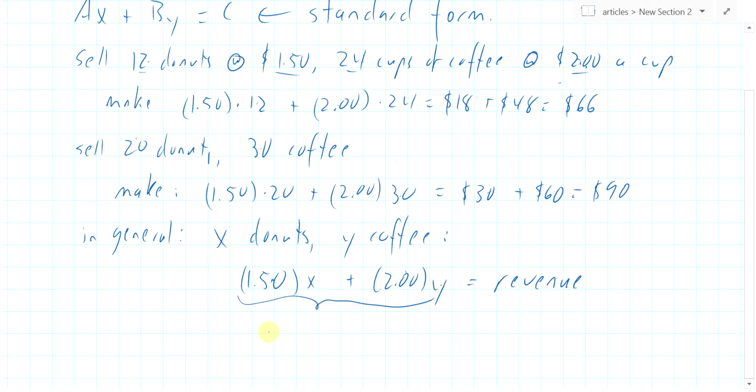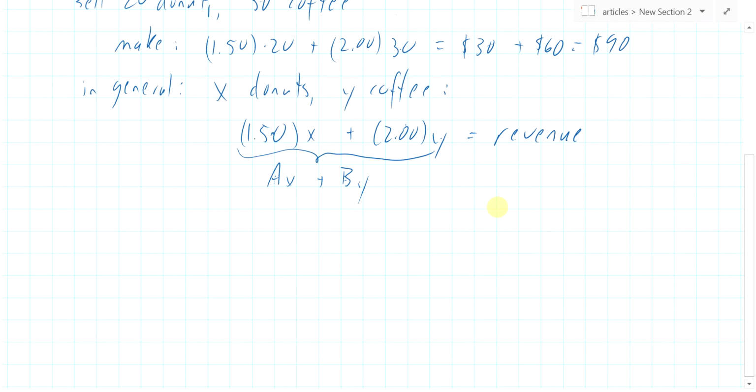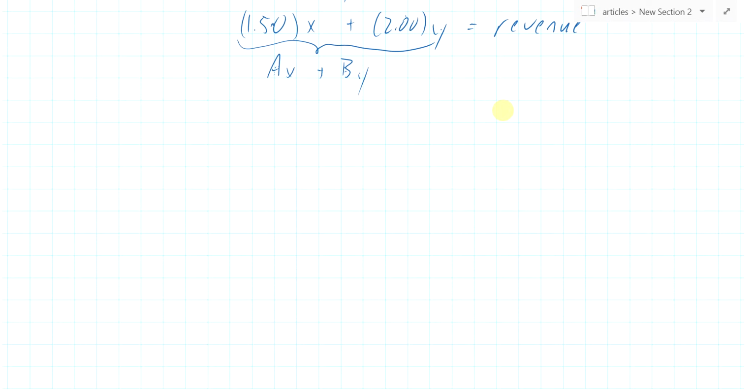And this is AX plus BY. So AX plus BY comes up a lot when you're dealing with revenue, when you're dealing with costs, anything where each unit you're selling affects your costs or your revenues. A is the per unit cost or the per unit revenue. B is the per unit cost or the per unit revenue. The B here is for coffee and the A is for donuts. So AX plus BY, the standard form of lines, shows up in a lot of business applications. And it's one of the things we need to know about.